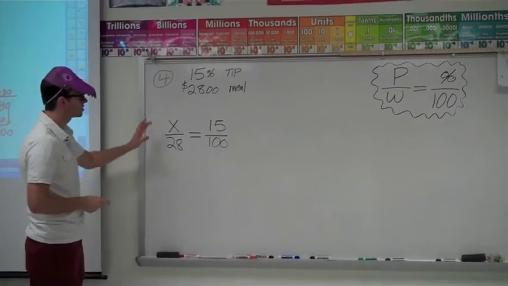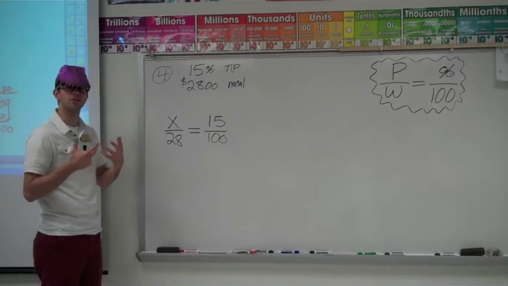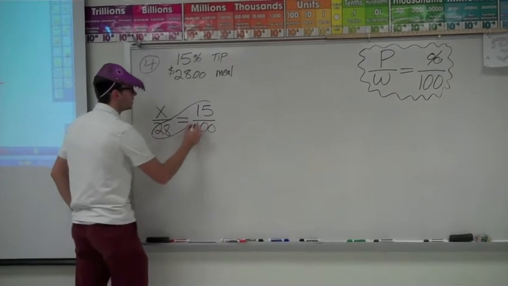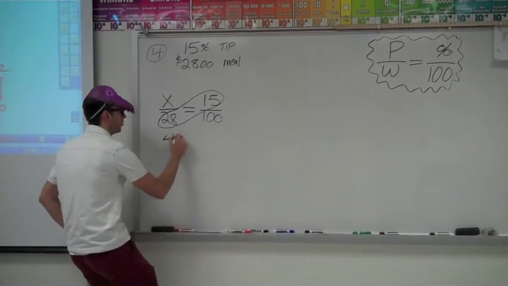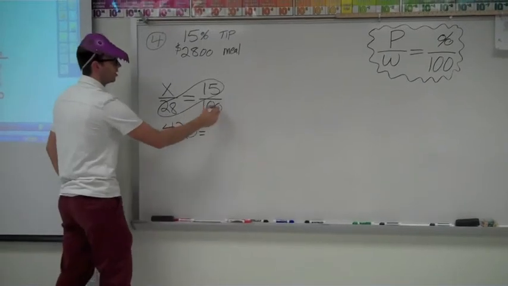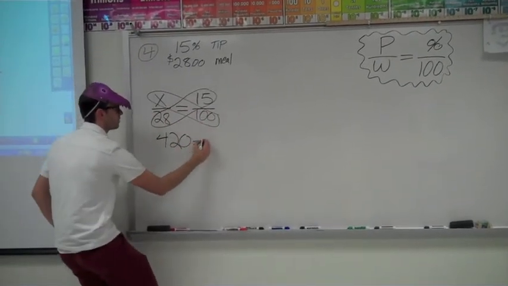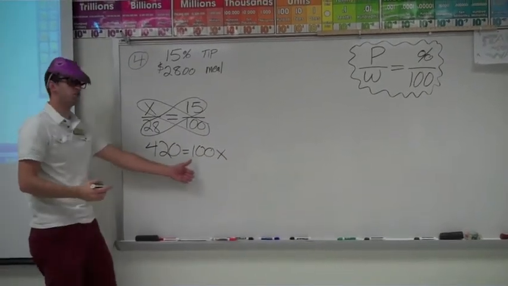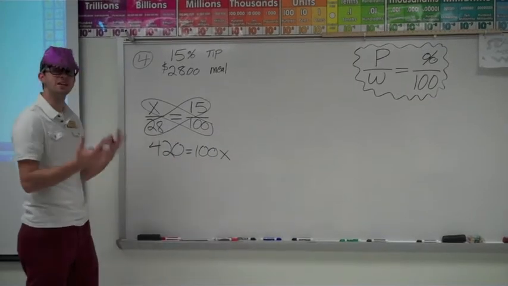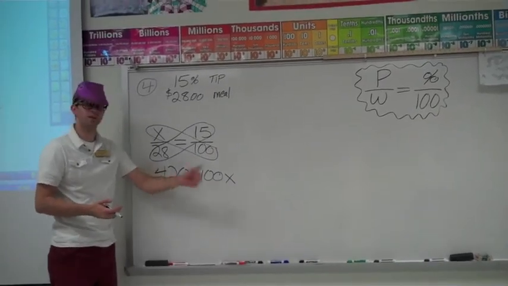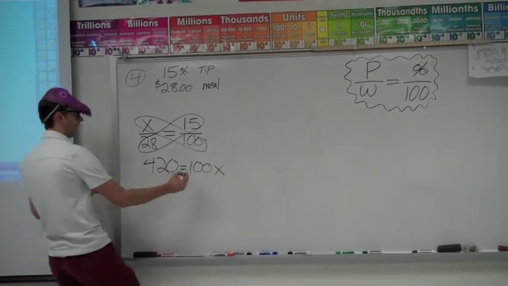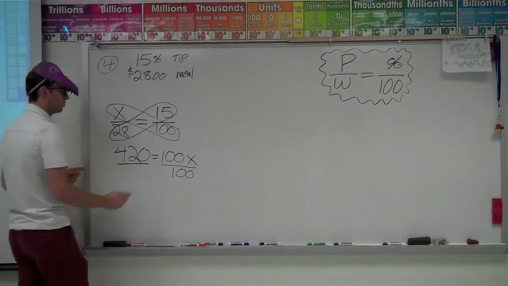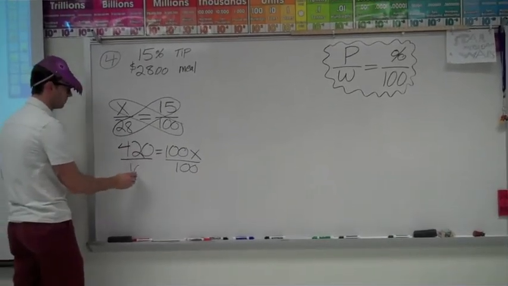We solve for X in a proportion typically by finding the cross products, by cross multiplying. So we're going to cross multiply 15 times 28, which is 420, and 100 times X, which is 100 X's. In order to now solve for this X, just like with any equation, we would divide to get the X by itself. In this case, we want to cancel out that 100, so we're going to divide by 100. If we do it to one side, we must do it to the other side as well.